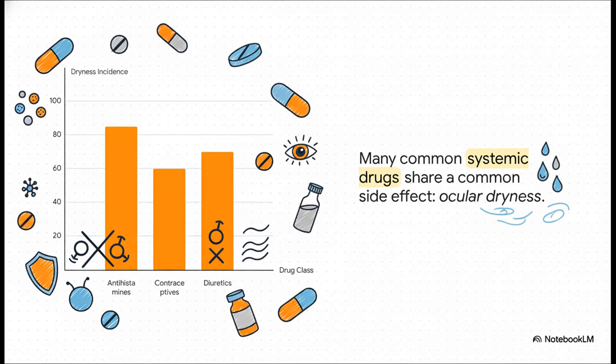A huge number of super common systemic drugs all share one nasty side effect. They cause ocular dryness. You've got antihistamines and antidepressants with their anticholinergic effect that just dries everything out. Oral contraceptives can cause hormonal shifts. Diuretics and blood pressure meds mess with the body's overall fluid balance. All of this can make wearing contact lenses go from comfortable to completely intolerable.